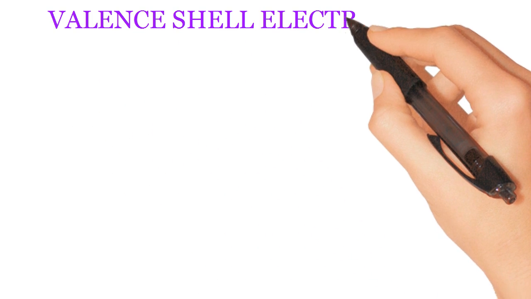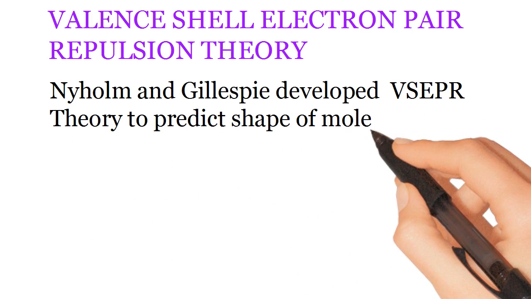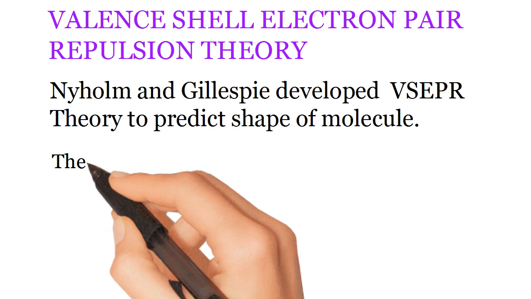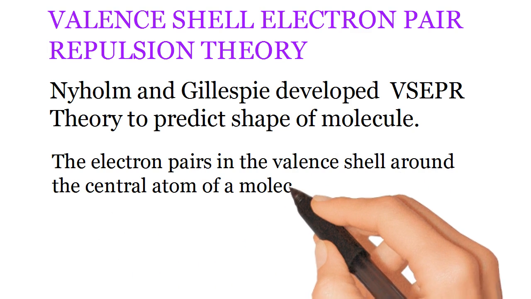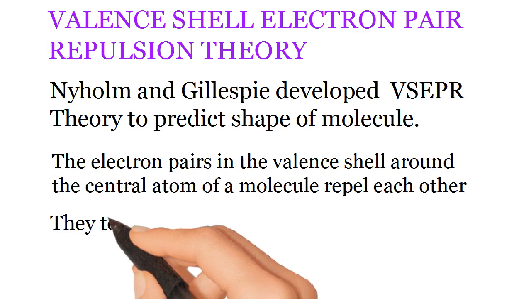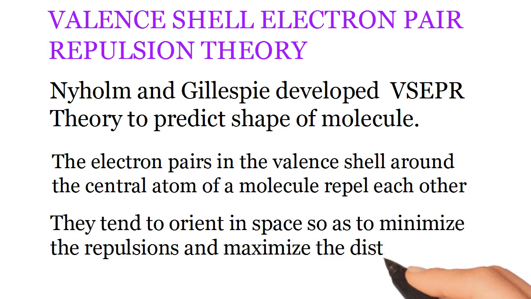Valence shell electron pair repulsion theory. Nyholm and Gillespie developed VSEPR theory to predict the shape of a molecule. The electron pairs in the valence shell around the central atom of a molecule repel each other. They tend to orient in space so as to minimize their repulsions and maximize the distance.